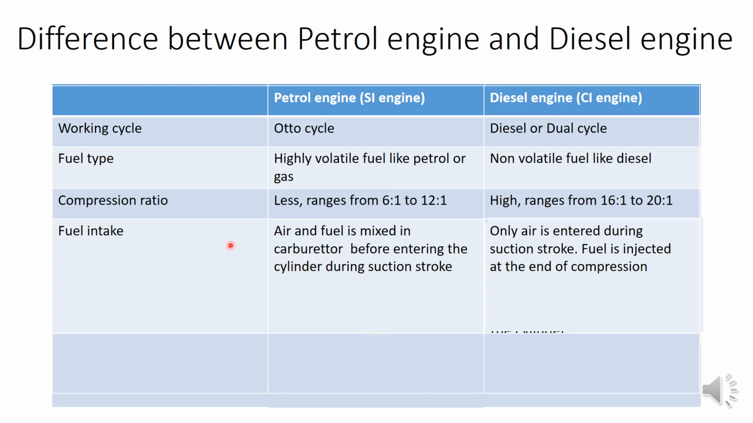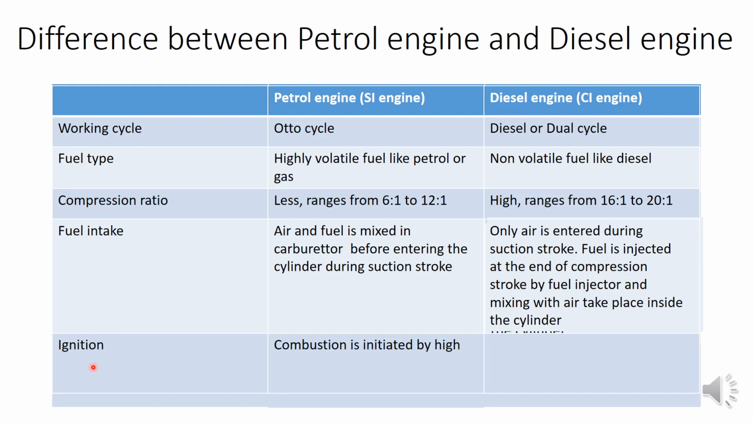In a petrol engine, this air-fuel mixing takes place before the engine cylinder, in the carburetor or by fuel injection outside the engine. Whereas in a diesel engine, initially only air enters during the suction stroke. Fuel is injected at the end of compression and mixed with this air, with the help of a fuel injector. The fuel injector sprays the fuel and the fuel vapor mixes with the air inside. So that is another important difference between a petrol engine and a diesel engine.